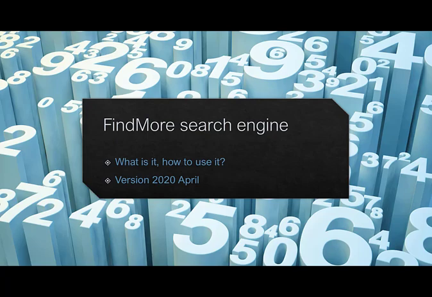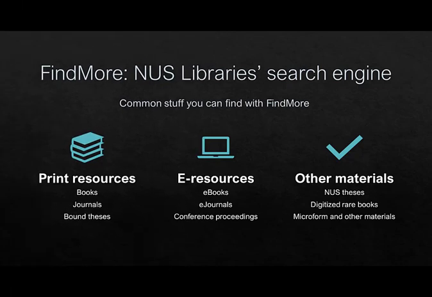This is a crash course on using FindMore search engine. FindMore is NUS Libraries' equivalent of Google. While Google searches the internet, FindMore searches everything in NUS Libraries' collection of resources, including paid books and journal subscriptions that are not indexed and not discovered in Google.